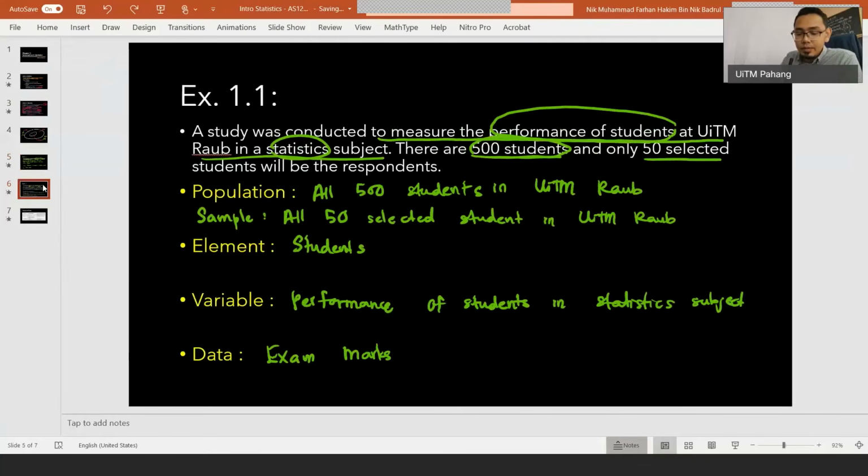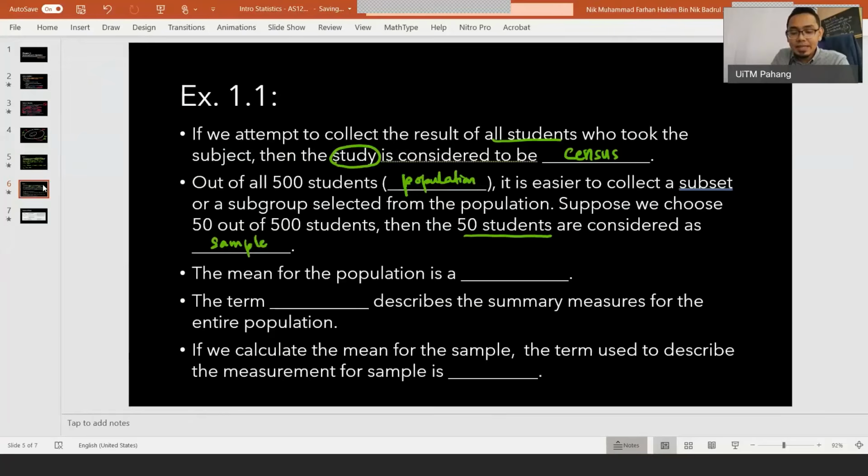Okay, here. Sample, right. The mean for the population, mean is actually the summary measure. Mean for the population is a summary measure for population. We call it as a parameter. All right. The term describes the summary measures for the entire population. So of course, the summary measure for entire population would be the parameter. Ada R, parameter. All right.